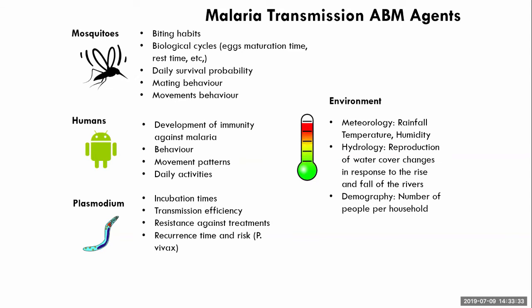So in our ABM, here's who we got. We've got our mosquitoes, our humans, and our plasmodia, and we've got our environment. The mosquitoes are characterized by certain habits, by how long they live, by how they move. People, some of them have immunity. They also have their own behavior and their movement patterns. And the plasmodium has its incubation times and its transmission efficiency and perhaps resistance for recurrence. The environment is everything we're getting on the natural environment plus the human environment.